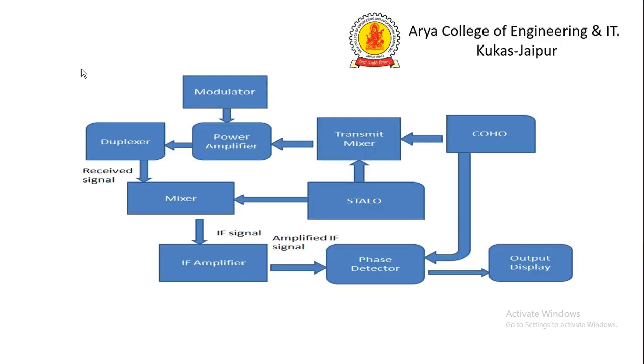This is the main diagram of continuous wave radar. Received signal, duplexer, power amplifier, modulator, transmit mixer, coho, stalo mixer, IF amplifier, phase detector, output display. Duplexer, modulator, power amplifier, transmit mixer, coho, stalo mixer, IF amplifier, phase detector, output display, received signal, mixer, IF amplifier, phase detector, output display.